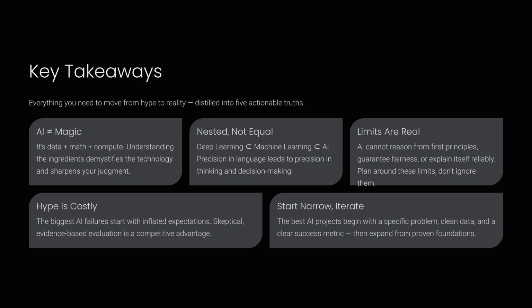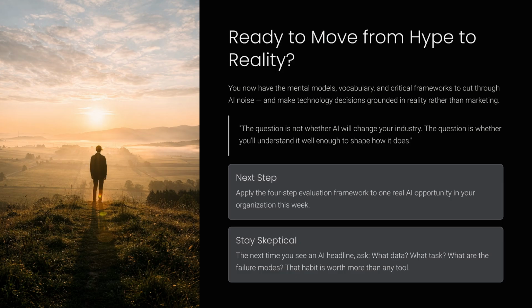To wrap up, AI is not magic. It's a tool. Understand the nested levels of the technology, respect the real limits, maintain a healthy skepticism toward hype, and always start with focused, data-driven goals. You now have the foundation to succeed. You are now ready to move from hype to reality. Use the frameworks we've discussed to evaluate AI opportunities in your own organization and stay skeptical of overhyped headlines. The ability to ask the right questions about data, tasks, and failure modes is your most valuable tool for shaping the future of your industry.